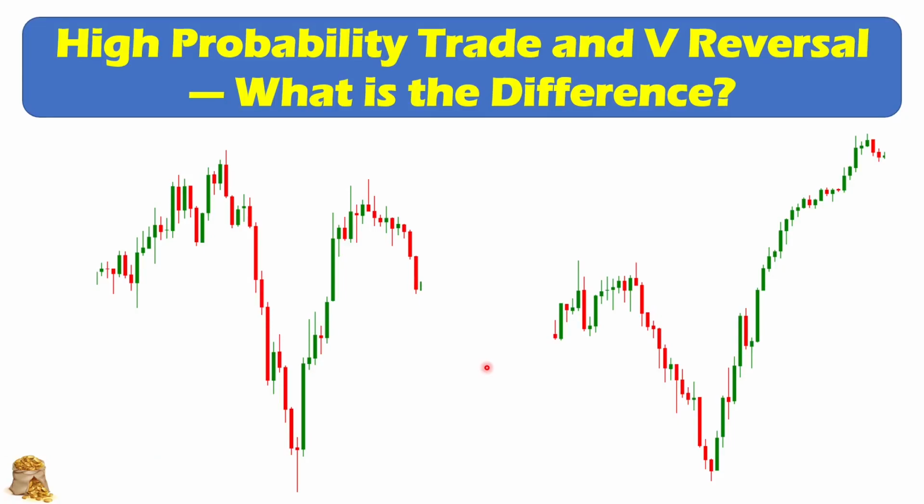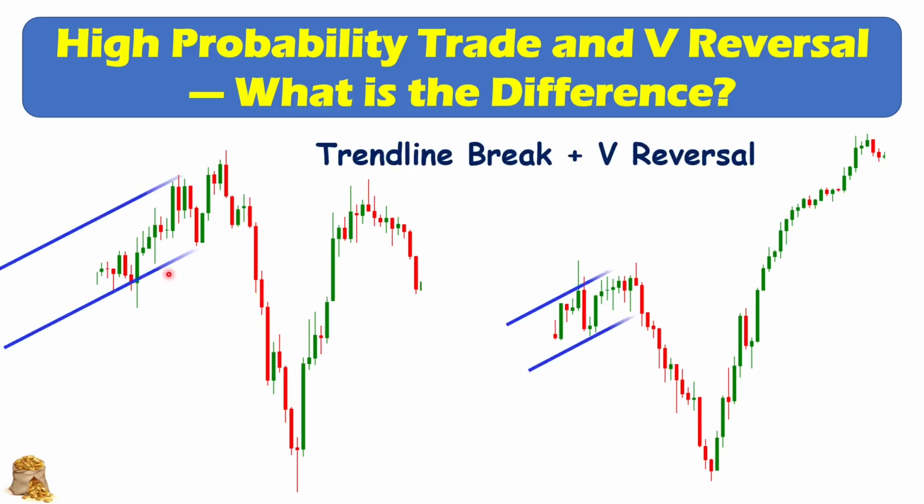I have two charts here. They look very similar because they are both trendline break plus V reversal. On the left, you can see that we have the trend line defining a channel, the market breaks down, and then reverses. The same thing for the right chart as well. These two charts are both GBP against US dollars on the 15 minute charts, just on different dates.